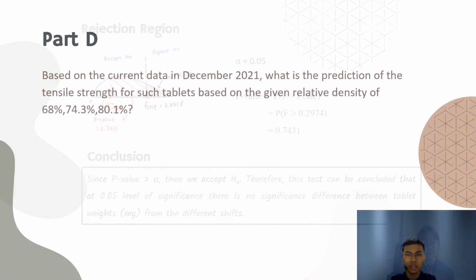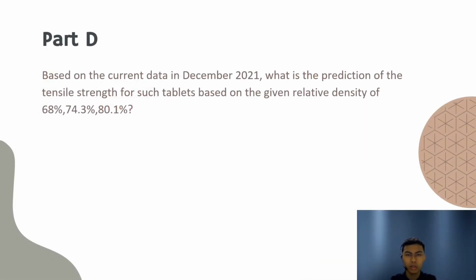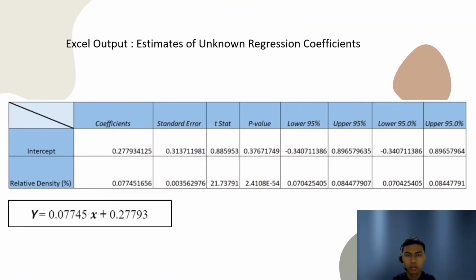On the current data in December 2021, what is the prediction of the tensile strength for such tablet based on the given relative density? From this figure, we can obtain the estimates of A and B, which are represented by the rows for intercept and relative density. Therefore, our A is 0.27793 and B is 0.07445.